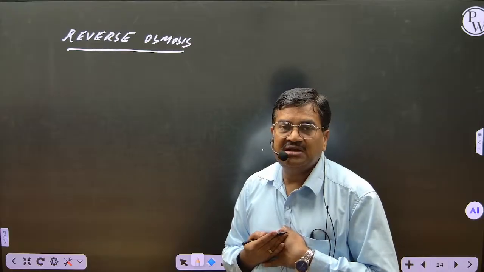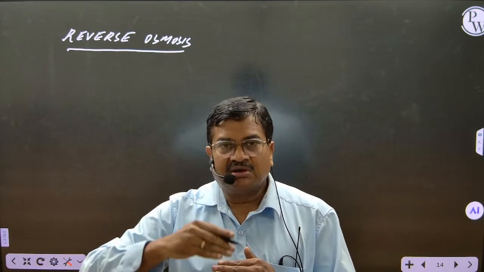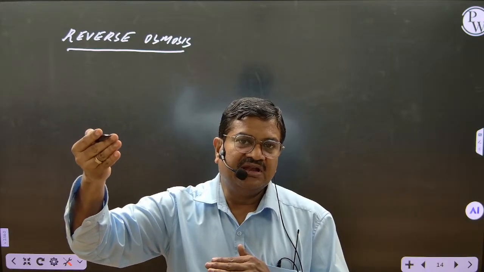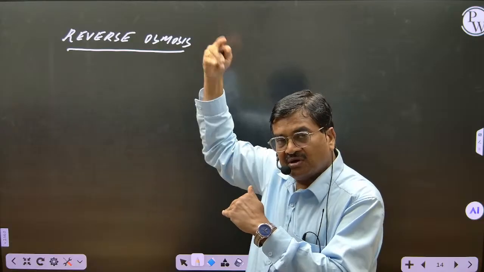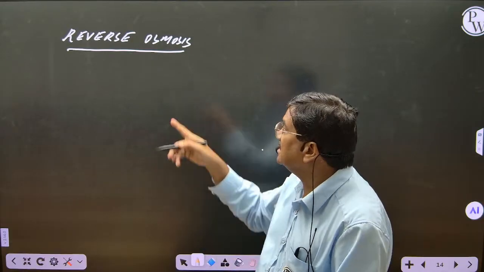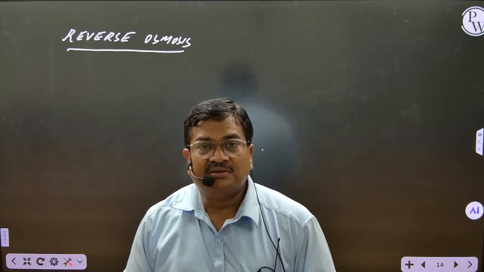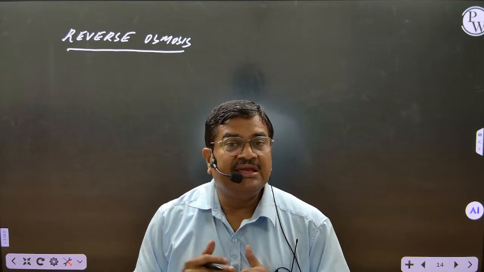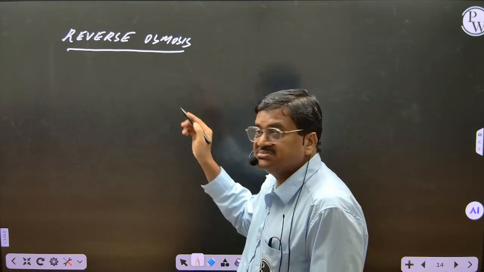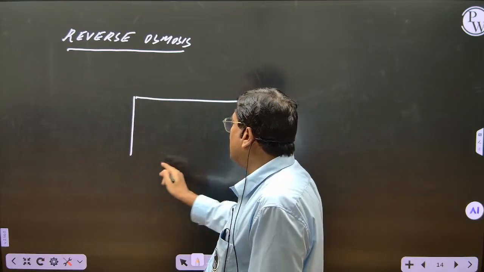Osmosis, what we learned? Movement of solvent from lower concentration to higher concentration we learned, no? But here it is reverse. Movement of solvent from higher concentration to lower concentration. That is what you see in river water. The river water is made potable water. Potable means what? Drinking water, by the same reverse osmosis. How?